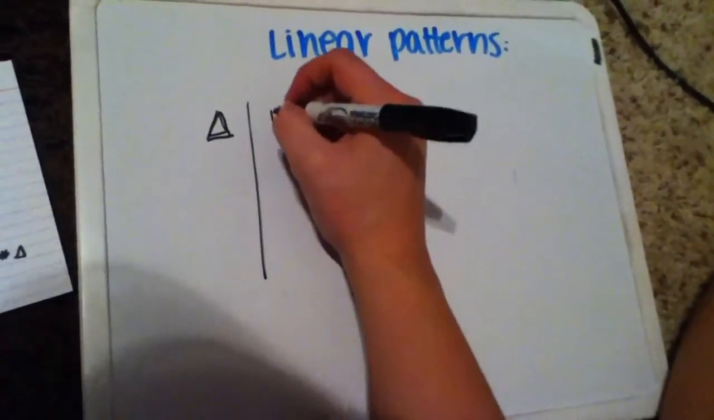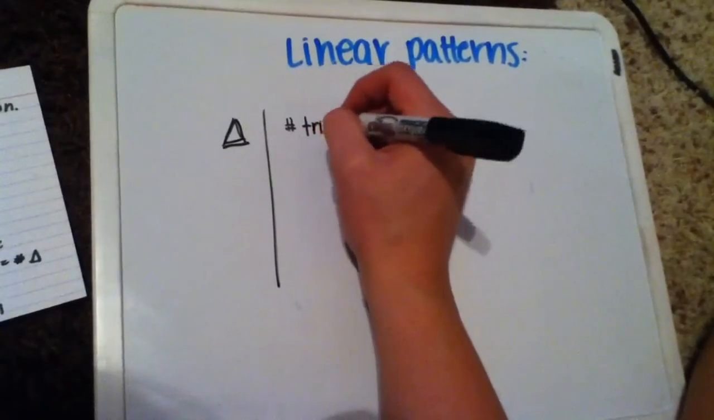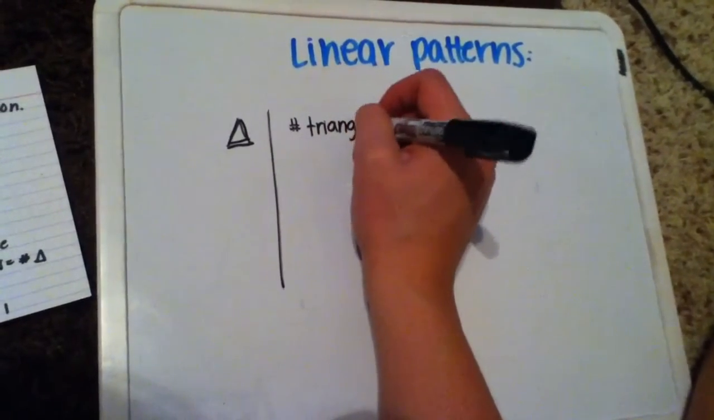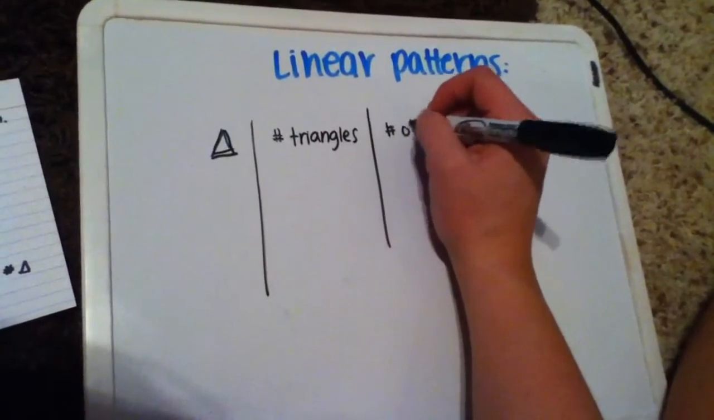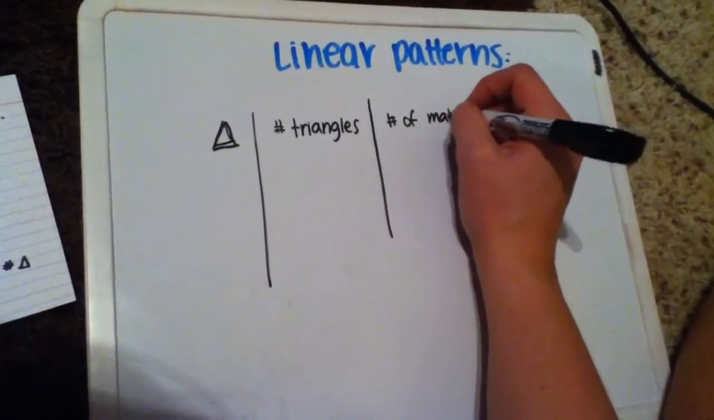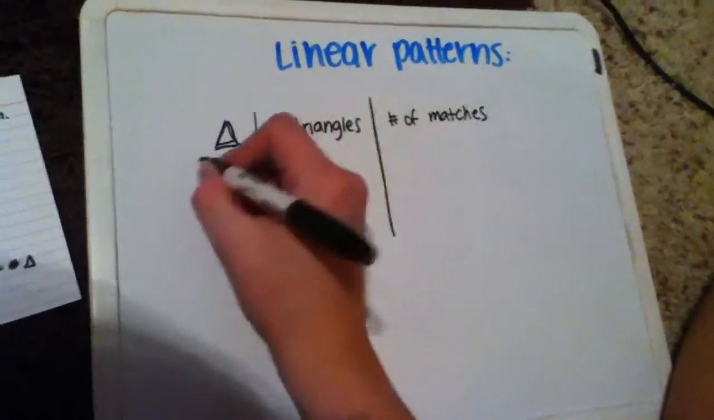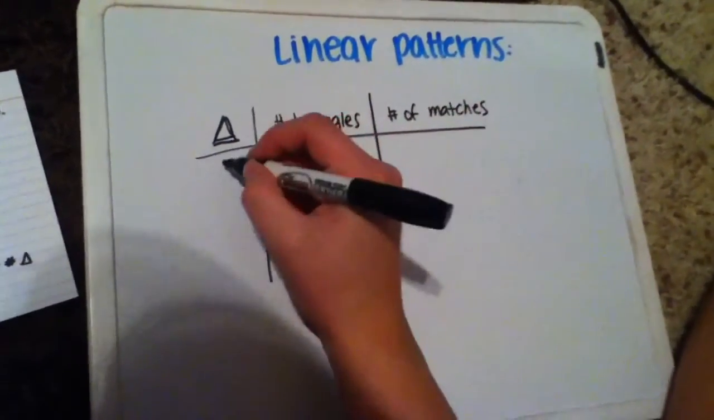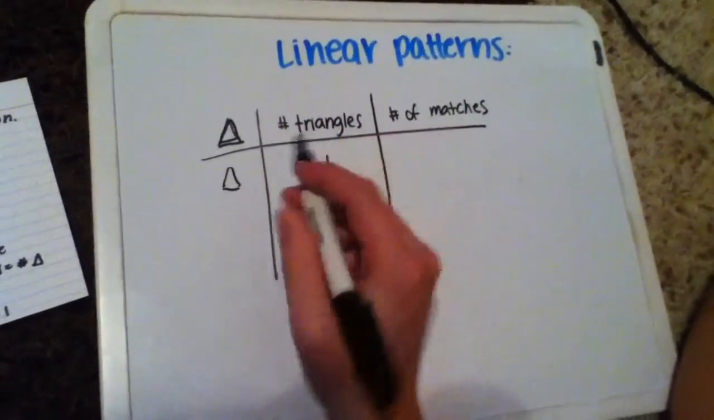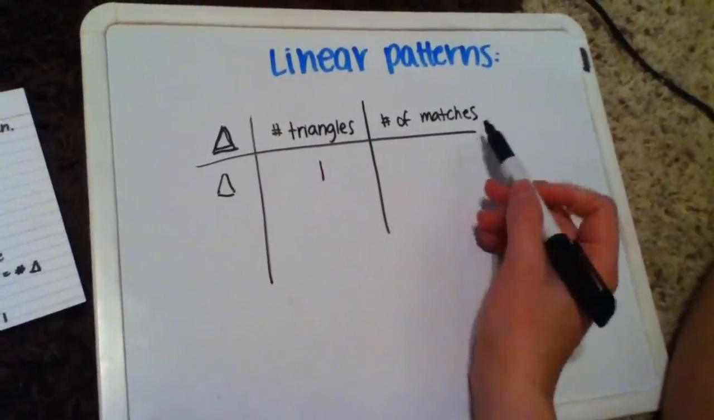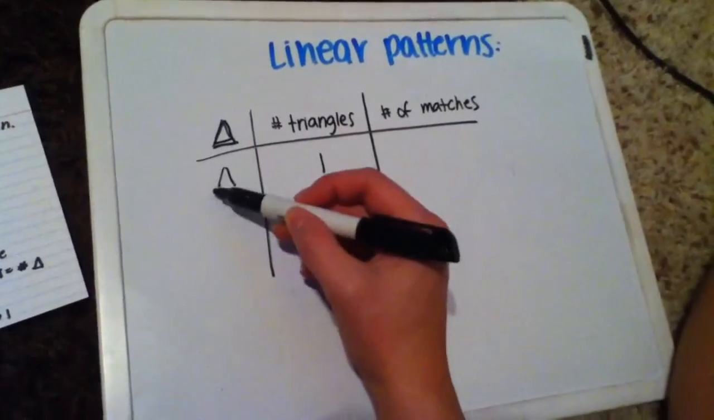Now we're going to have the number of triangles. And then in the last column, we're going to have number of matches. So we're going to start out just with one triangle. So we know that's 1. And counting up these, so I have number of matches, or this could be sticks. So we're going to have 1, 2, 3.